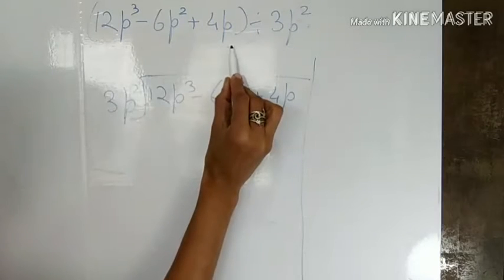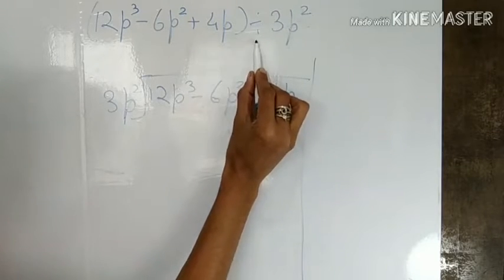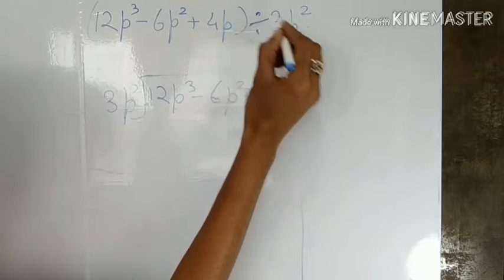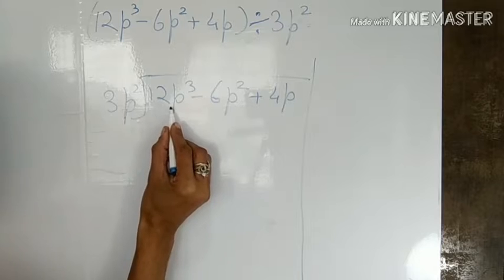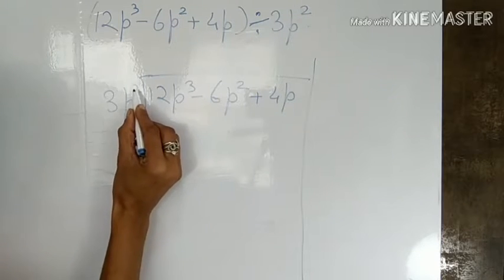Here, I have this as a dividend divided by 3p squared as my divisor. To start with, I need 12p cubed. I have 3p squared.